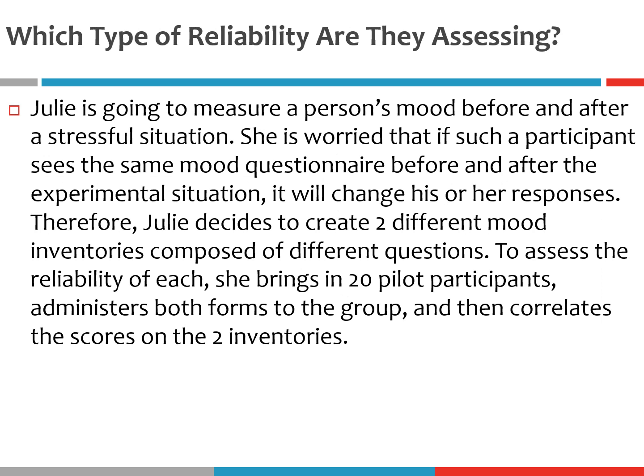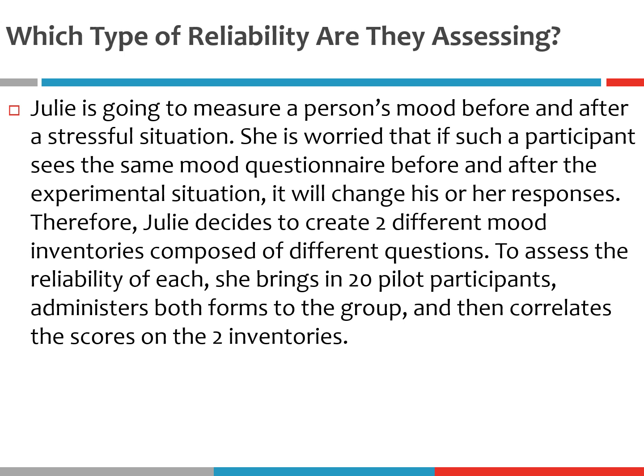So let's look at some scenarios here to decide what kind of reliability is being assessed. Here, Julie is going to measure a person's mood before and after a stressful situation. She's worried that if a participant sees the same mood questionnaire before and after, it will change his or her responses. Therefore, Julie decides to create 2 different mood inventories composed of different questions. So here we have 2 different scales. They have different questions, but they're supposedly measuring the same thing. To assess this reliability, she brings in 20 people to administer both forms to this group of 20 pilot participants, and then correlates the scores on the 2 inventories.